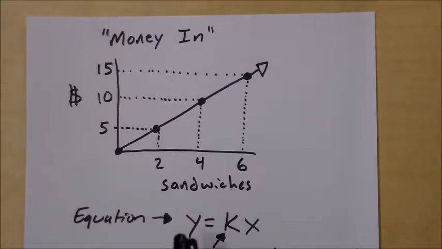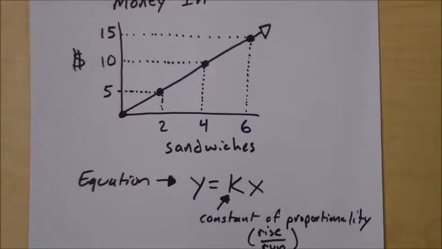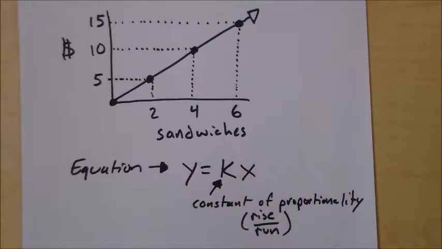You'll probably have run into it written in this format: y equals kx, where k is the constant of proportionality. If you've never seen this term k for constant of proportionality, don't get too upset. You don't really need to know that the letter k is sometimes used. It just means rise over run.